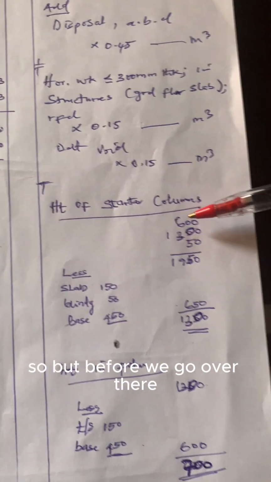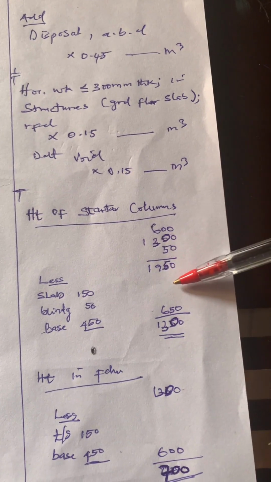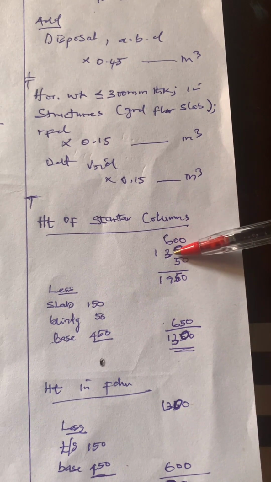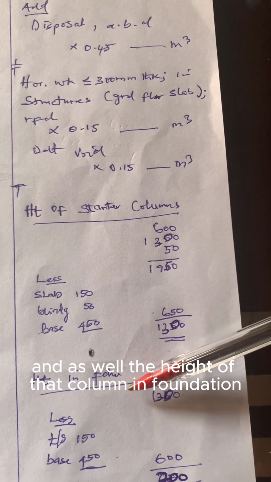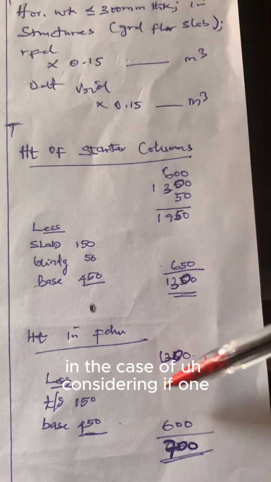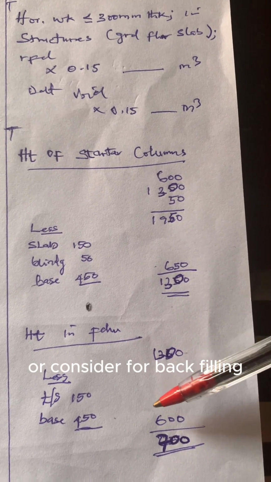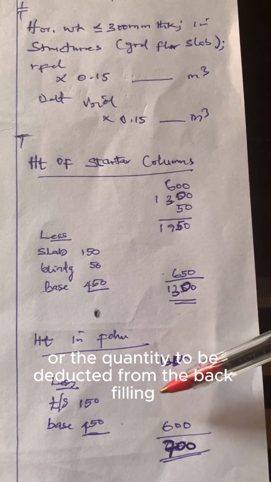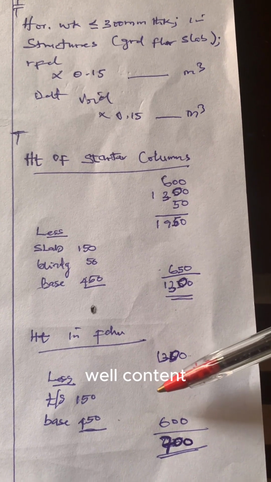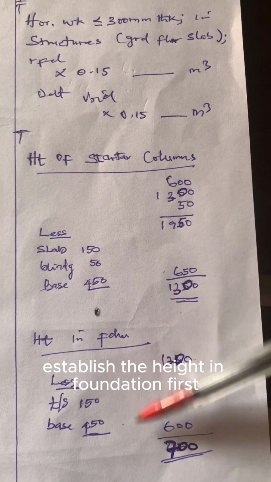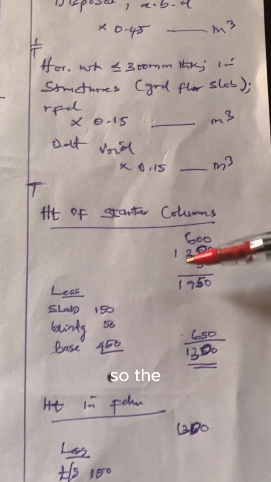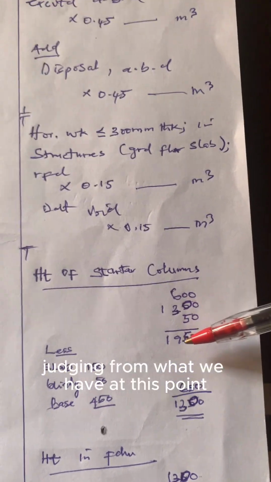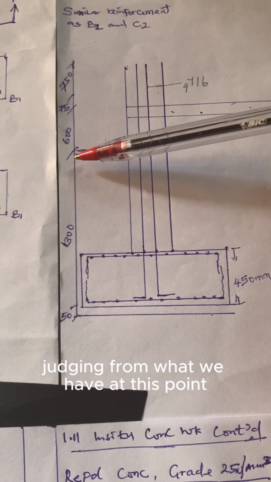The next thing we are going to consider will be our concrete in the starter columns. But before we go over there, we need to establish the height of our column from the concrete footing, as well as the height of that column in foundation. If we want to consider backfilling, or the quantity to be deducted from the backfilling content, then we need to establish the height in foundation first.